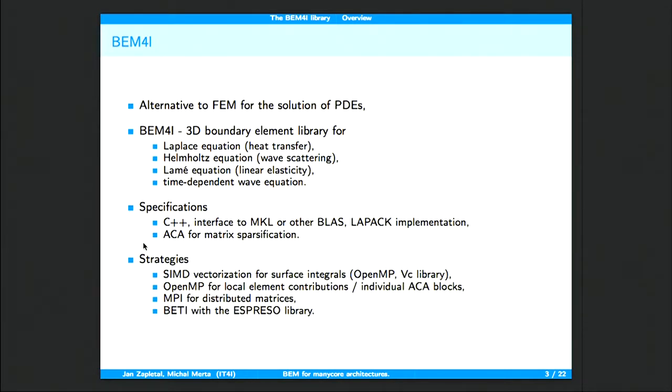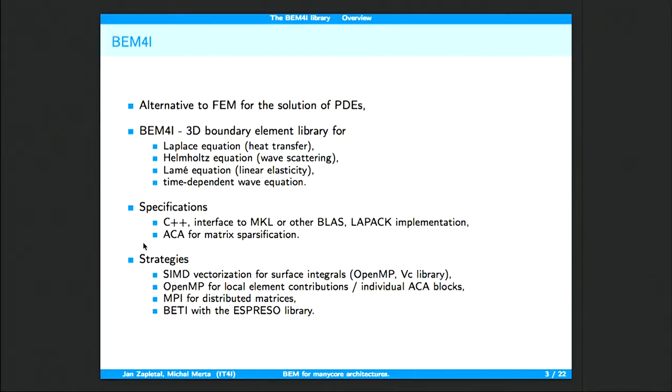The strategies that we use include SIMD vectorization for the evaluation of the singular surface integrals. Currently, we use the OpenMP pragmas. We also had a version where we use the Vc library, but we abandoned that approach because the Vc library doesn't seem to work well with the Intel compiler. We also use OpenMP threading for local element contributions or for the assembly of individual ACA blocks.